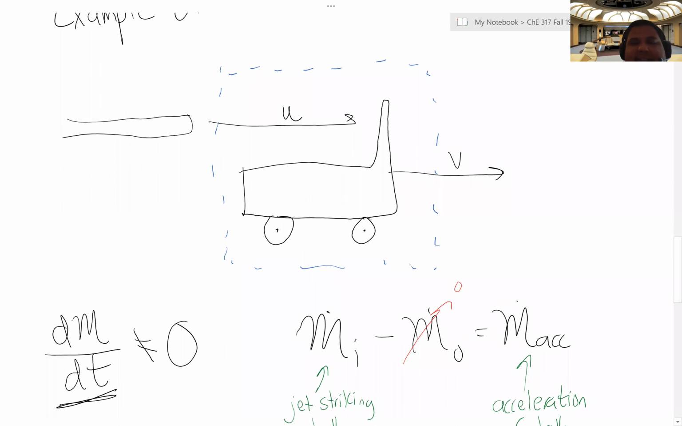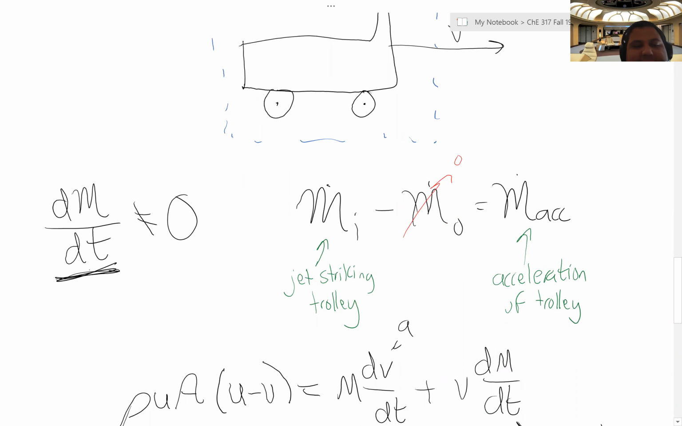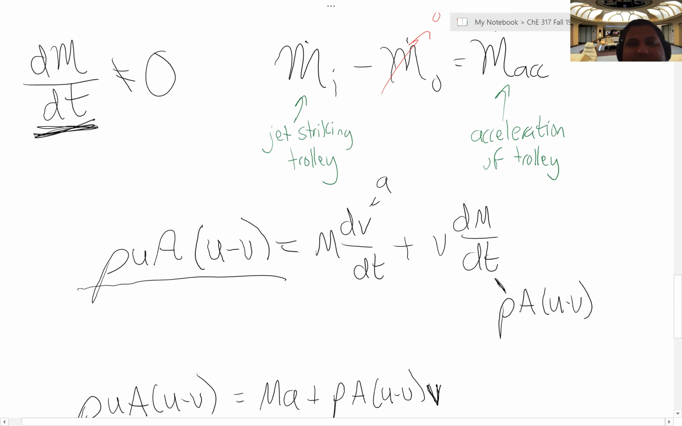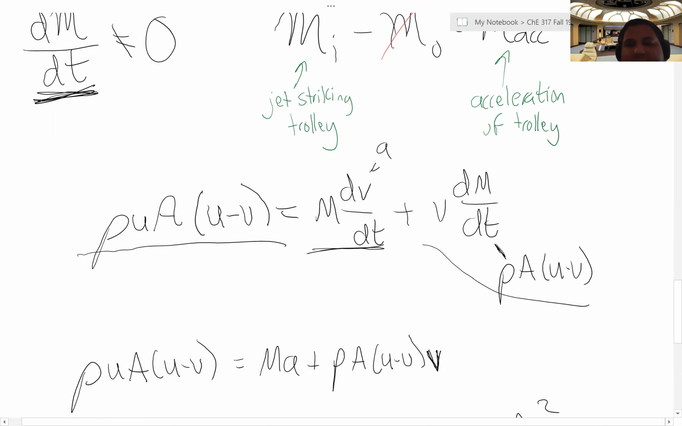Since this jet is causing the trolley to move forward at a certain acceleration, we can consider that the net momentum of our system is not zero, such that we have momentum being added to the system by the jet, which is resulting in a net acceleration of our system. The jet striking the trolley is bringing momentum in by this term, rho ua times u minus v, and the accumulation of the trolley is quantified by the mass times acceleration plus the change in mass that we see at that velocity.